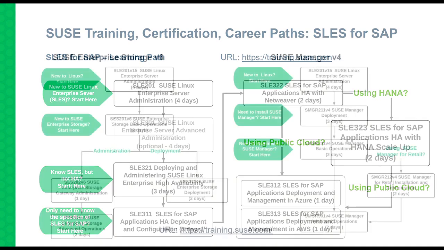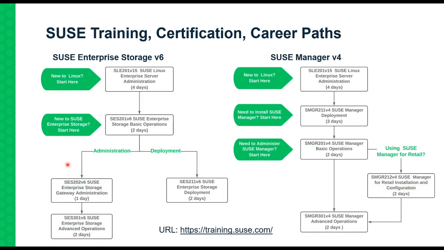Another path which you can look at is our storage options. For that, you'll be running the SLE 201 version 15 course, which is administration. And then you can look at the SES 201 version 6, which is our entry level. And then we'll go to the SES 201 version 6, the Enterprise Gateway Administration, and then the 301, which is our engineer version. And after that, you can also look, if you want to use the deployment functionalities, at the SES 211.